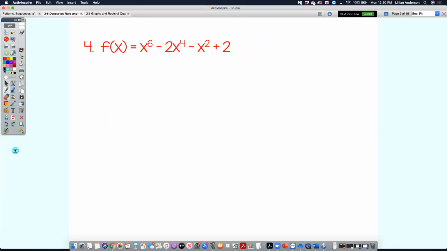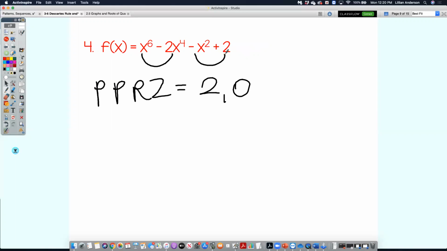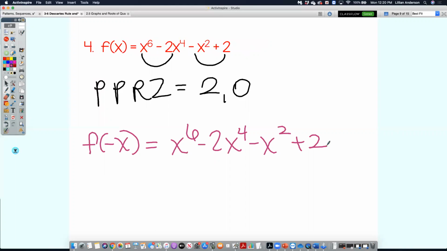Sid, how many possible positive real zeros do I have in number 4? I have 2 and 0. 2 and 0. Online, do you agree? Yes, ma'am. Okay, good, because you have 1 change here and then another change there, okay? And I plug in the negative version. That'd be x to the 6th minus 2x to the 4th minus x squared plus 2. It's the exact same as the original.